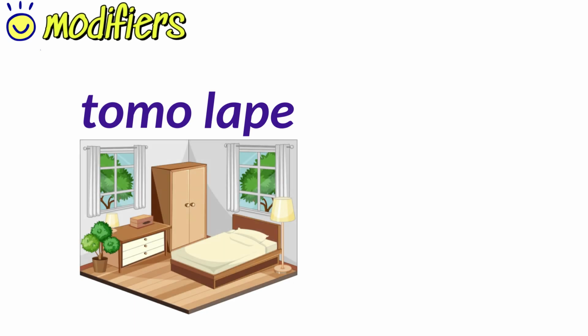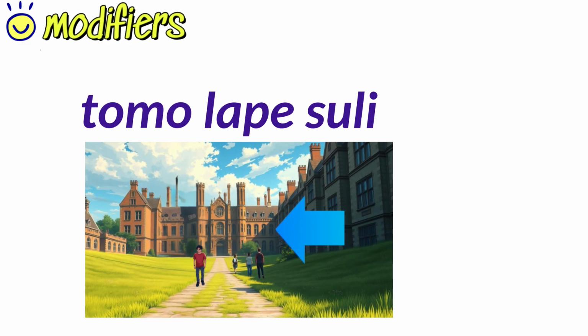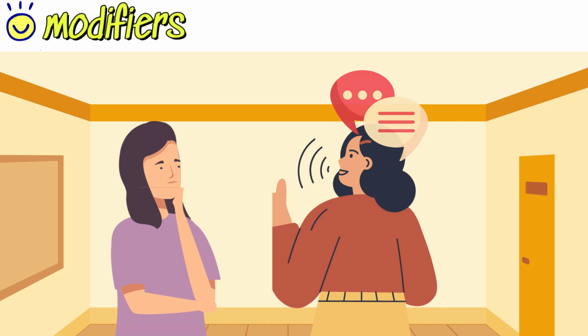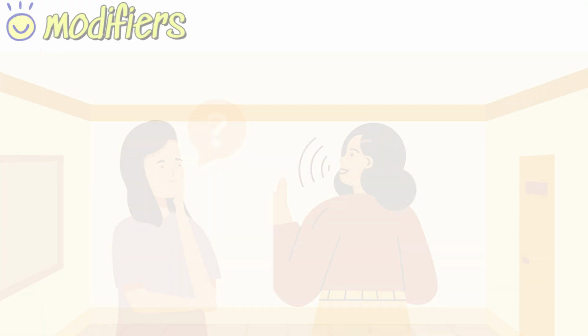Here is another one. Tomo is a structure. Tomo lape is a structure used for sleeping. We typically connect it to a bedroom, but it can also refer to a hotel. Compare this to Tomo lape suli. Here, the added modifier, together with the visual context, leads us to the student dorms at the university. When expressing ideas in Tokipona, always remember, what seems clear to you might not be clear to your listener, so be sure to provide all the context they need in order to understand you.